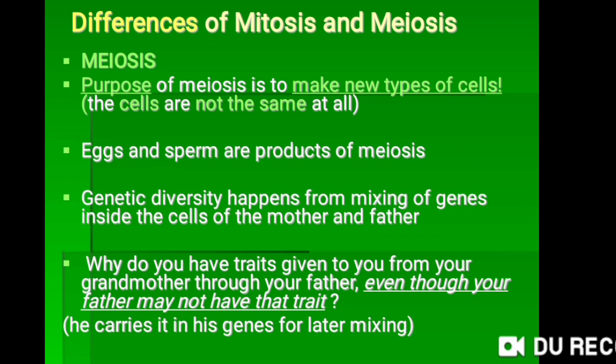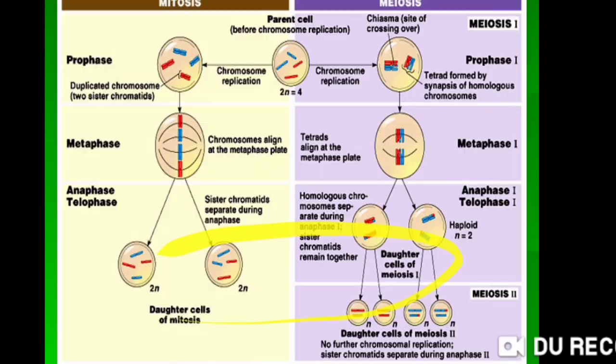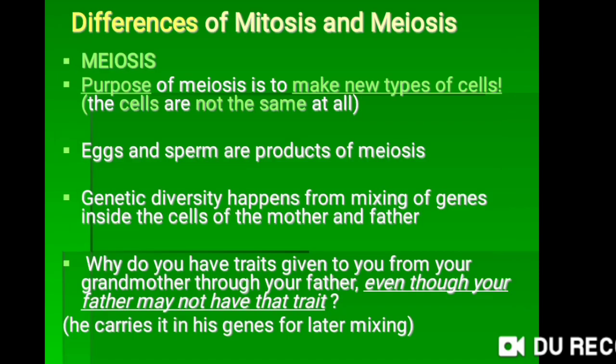So why do you have traits given to you from your grandmother through your father, even though your father may not have that trait? The answer is that he carries it in his genes from the mixing. So what is heredity? Heredity is the transfer of genes from one generation to another. So whatever characteristics you possess come from your grandfather, father, and others. It's the sum of the whole genome, so all the information got transferred.